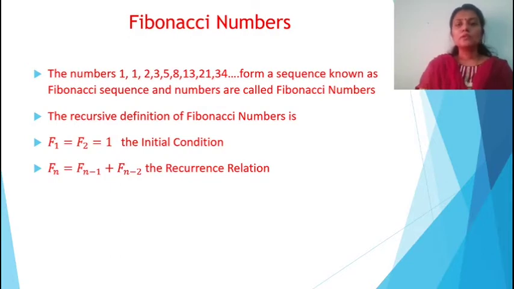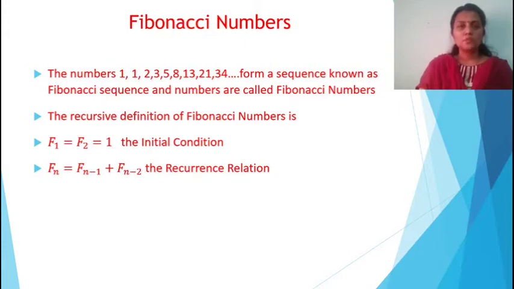So before going to give the theorem, we have some concepts. First one, Fibonacci numbers. We have 1, 1, 2, 3, 5, 8, 13, 21, 34, etc. These form a sequence known as the Fibonacci sequence, and the numbers are called Fibonacci numbers. The recursive definition is: the first two numbers f1 and f2 are 1 and 1, and thereafter fn is equal to fn minus 1 plus fn minus 2, the sum of the previous two numbers.